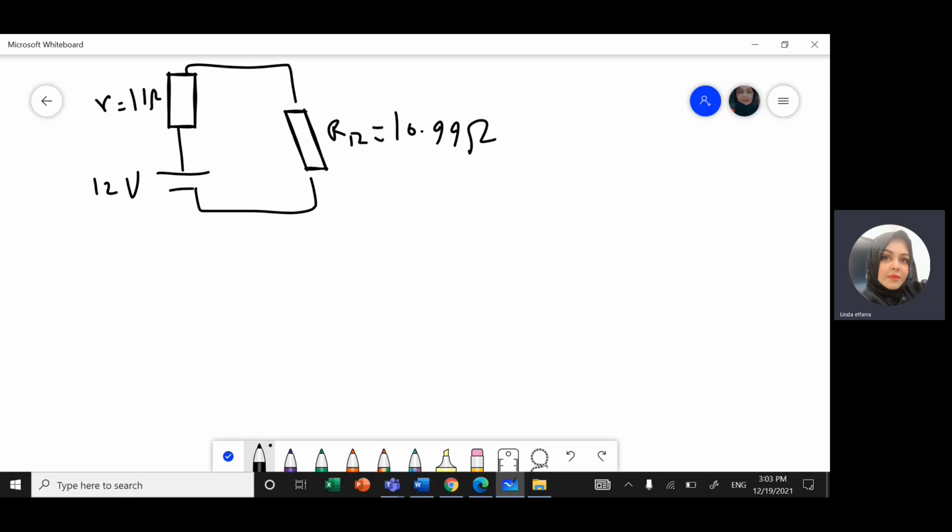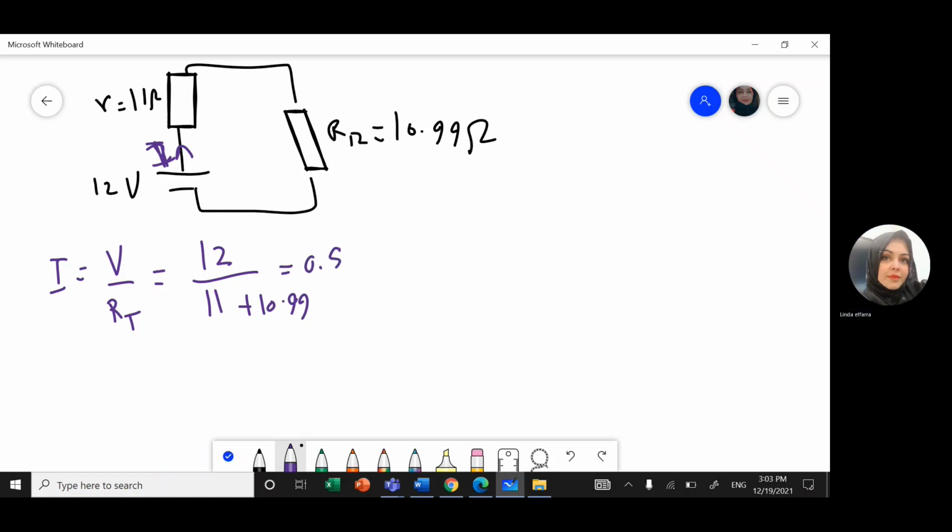Okay. Second step, I have to find the current that passes through the circuit. So the current I will equal voltage divided by R total, the total resistance. Voltage is 12, R total I have 11. These are connected in series, so 11 plus 10.99, and this will give us 0.545 amp.